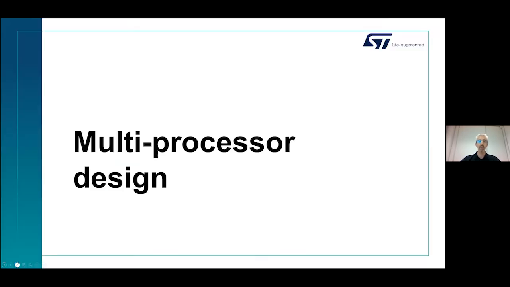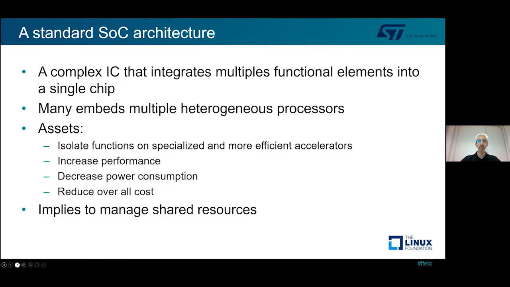So first of all, I will present you the multiprocessor design. Why are we discussing the multiprocessor? It's because it has become a standard in the SoC architecture today, because SoC architectures are multiple elements in a single chip that embeds multiple heterogeneous processors inside. So the aim of the multiprocessor design is to isolate different functions specialized for more efficient accelerators, such as the real-time processors, audio DSP, video encoders, decoders, FPGA, for example.